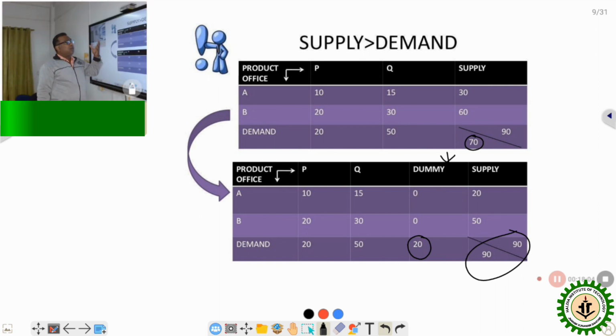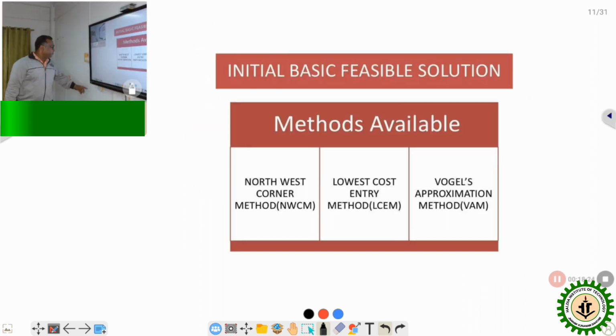Before solving the transportation problem, this is the first and initial step, very important. You have to check whether the transportation problem is balanced or not. If not, make it balanced. Then go for the further steps, the technique for solving the transportation problem.